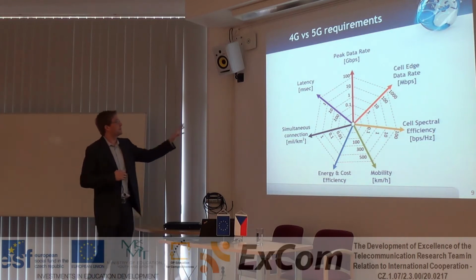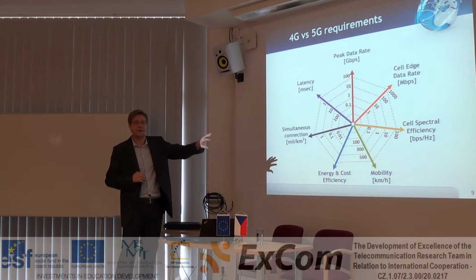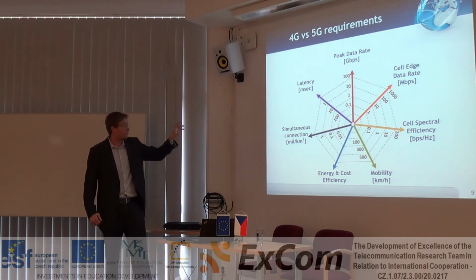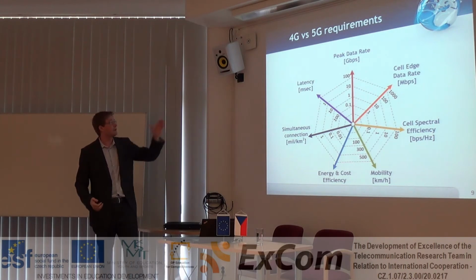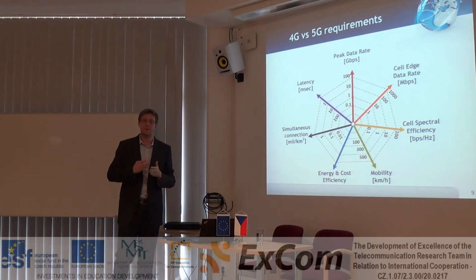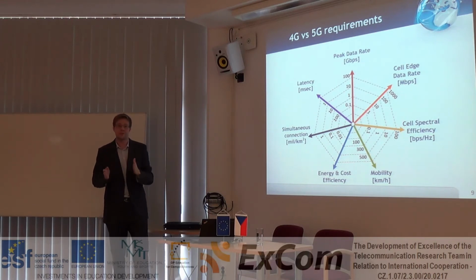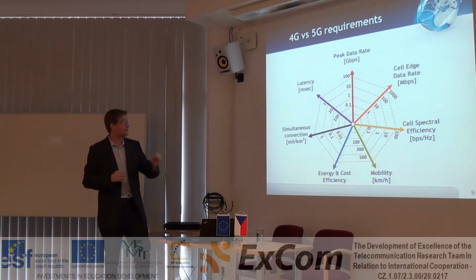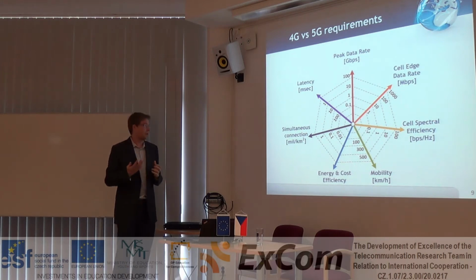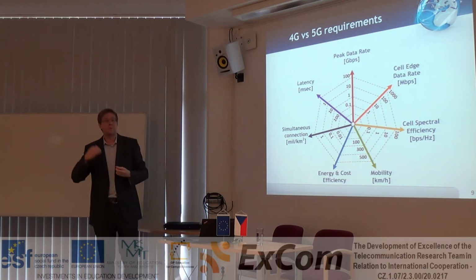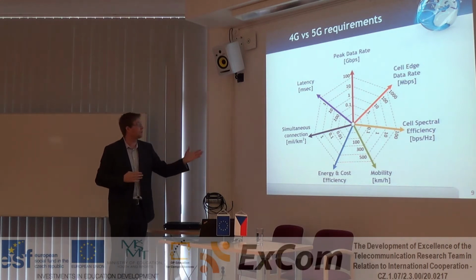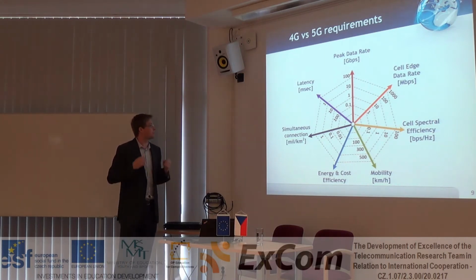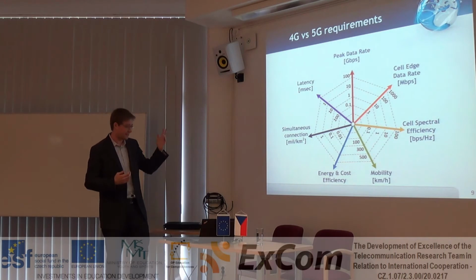In this figure, you can see 7 axes representing different KPIs, key performance indicators. The first one is peak data rate, which is maximum data rate which is achievable by the network. Cell edge data rate, it's a data rate which user can achieve if he or she is in between two cells. Spectral efficiency, mobility, it means up to which speed users should be served. Energy and cost efficiency, number of connections which are run simultaneously, and latency.